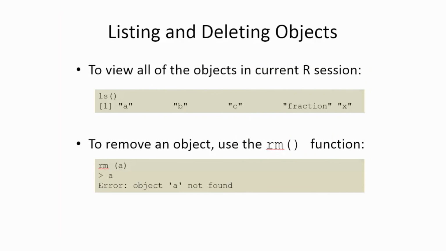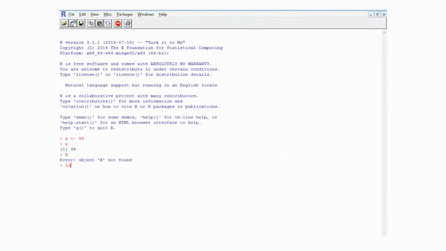Now to figure out all of the objects in your current R session, all you have to use is ls. Let me show you what that looks like. If I type in ls, I get all the objects that I have in my current session, which is just, of course, in this case, x.